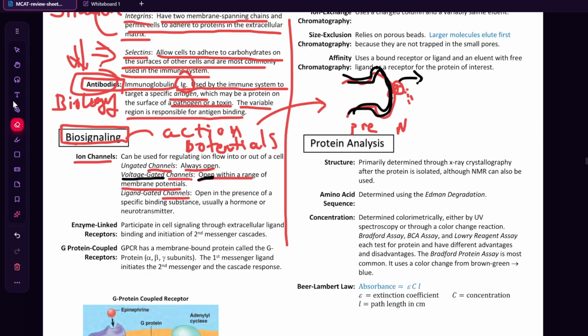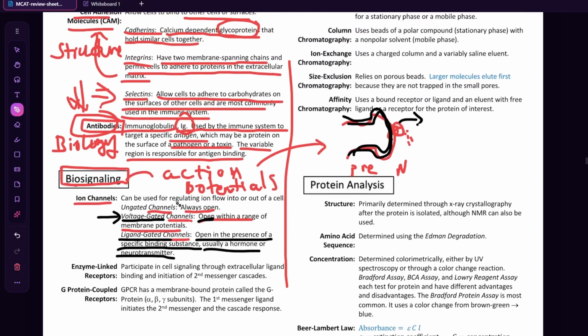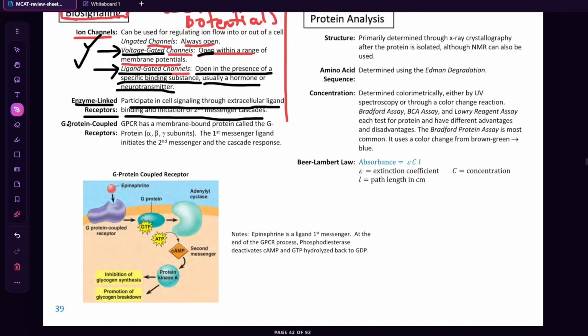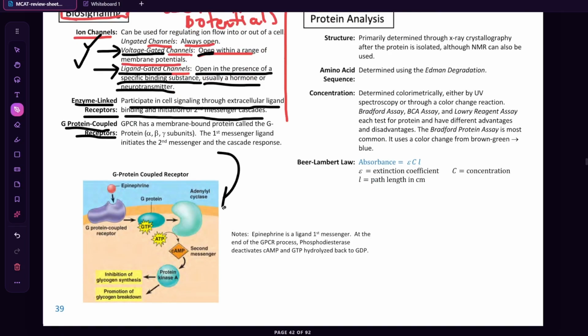It's just a change from resting membrane potential to a different one, so the voltage-gated channels will open due to that electrical signal, right? And then ligand-gated channels open in the presence of a specific binding substance, usually a hormone or neurotransmitter. So I already reviewed that basically, so check mark. Enzyme-linked receptors participate in cell signaling through extracellular ligand binding and initiation of second messenger cascades. G-coupled protein receptors are basically other types of receptors as well.